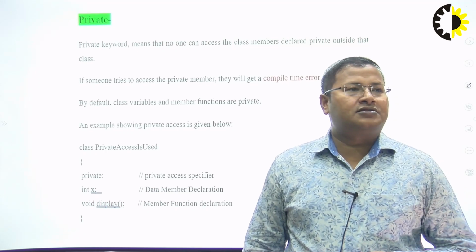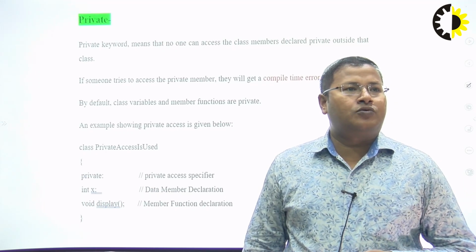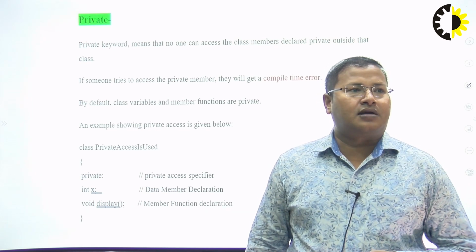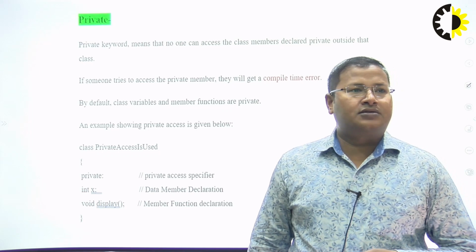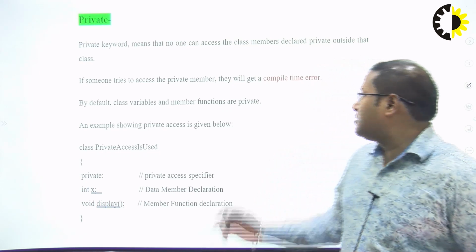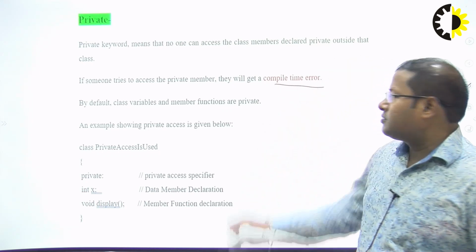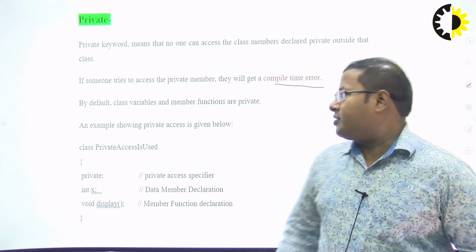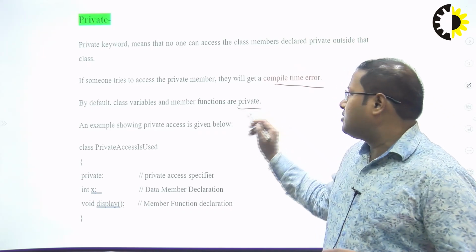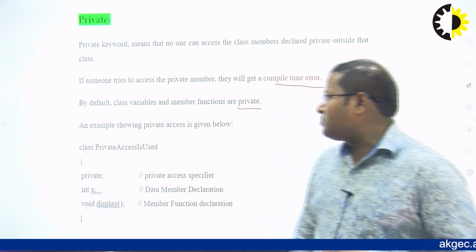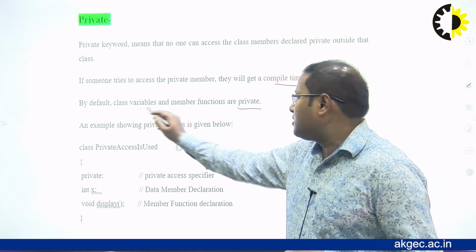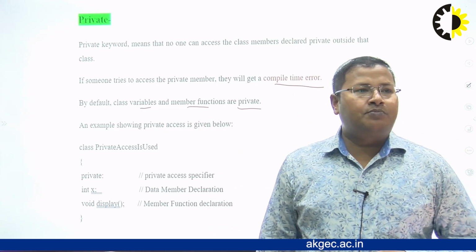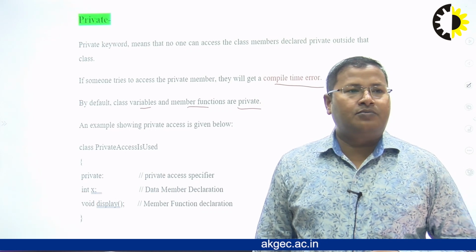The private access modifier means that no one can access a class member declared private outside that class. If someone tries to access the private member, they will get a compile time error. By default, class variables and member functions are private. It should be noted that in the C++ programming language, class variables and member functions are both private by default. An example showing private access is given below.